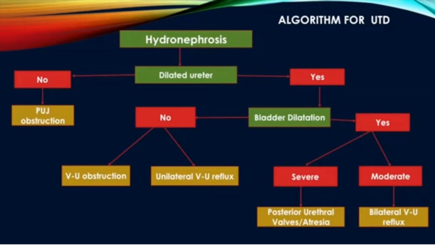This is the algorithm for urinary tract dilatation. If there is hydronephrosis, you have to look whether the ureters are dilated or not. If the ureters are not dilated, it is probably due to pelvic-ureteric junction obstruction. If dilated ureters are present, then we have to look whether the bladder is dilated or not. If the bladder is not dilated, it is probably due to vesico-ureteric obstruction or unilateral vesico-ureteric reflux. If the bladder is dilated, we have to look whether the dilatation is severe or moderate. If moderate, it could be due to bilateral vesico-ureteric reflux. If severely dilated, it could be due to posterior urethral valves or atresia.